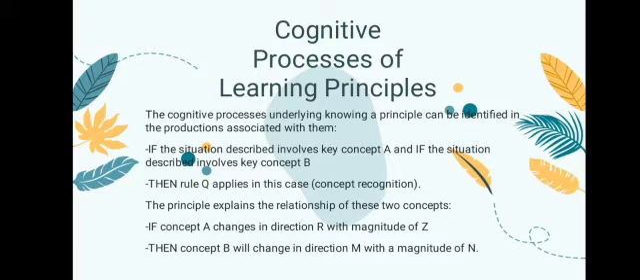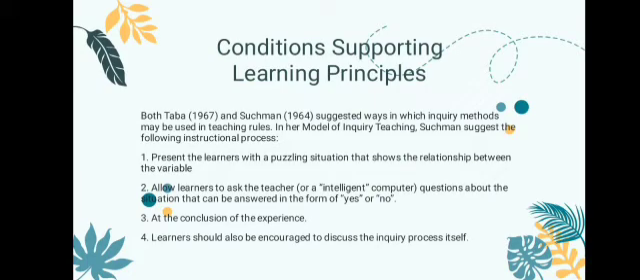involves key concept A and if the situation described involves key concept B, then rule Q applies in this case, or concept recognition. The principle explains the relationship of these two concepts. If concept A changes in direction R with magnitude of Z, then concept B will change in direction M with a magnitude of N. Next, conditions supporting learning principle.